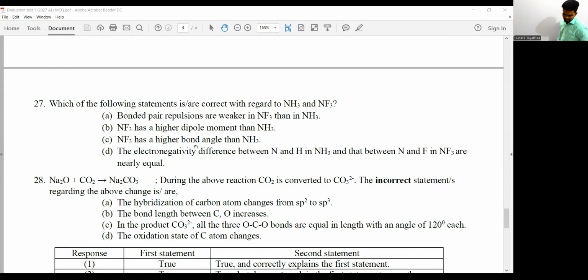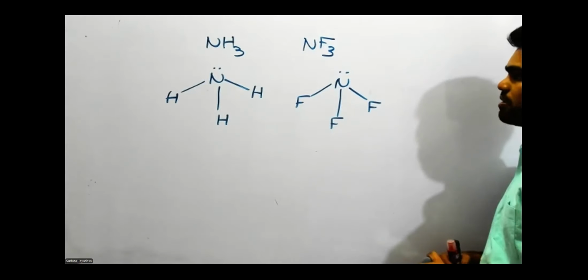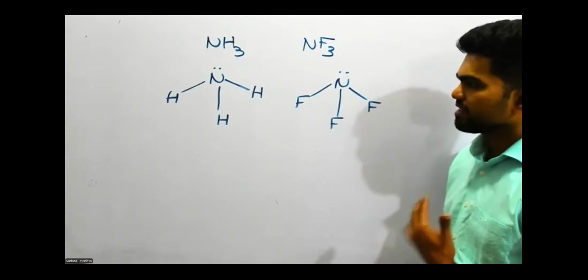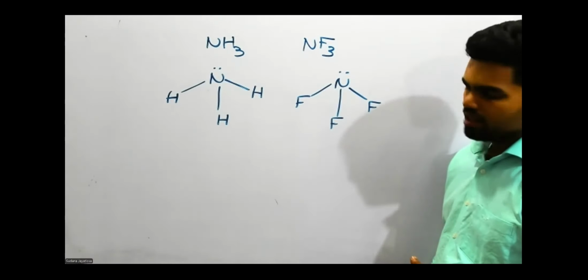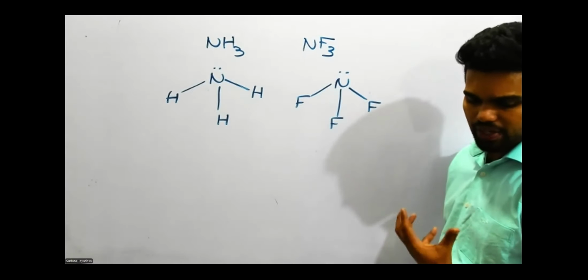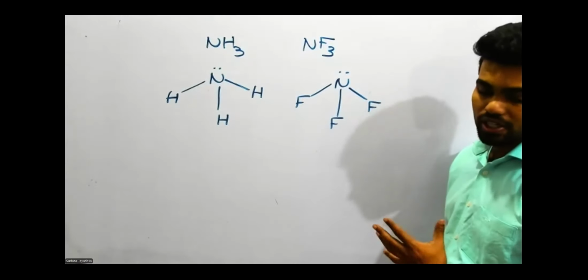Which of the following statements are correct with regard to NH3 and NF3? Bond pair repulsions are weaker in NF3 than in NH3. So we will first draw the two molecules, NH3 and NF3. Now they both are trigonal pyramidal molecules, right? You can see one lone pair is there, right? But the peripheral atoms are different, and the peripheral atom electronegativities are also different.